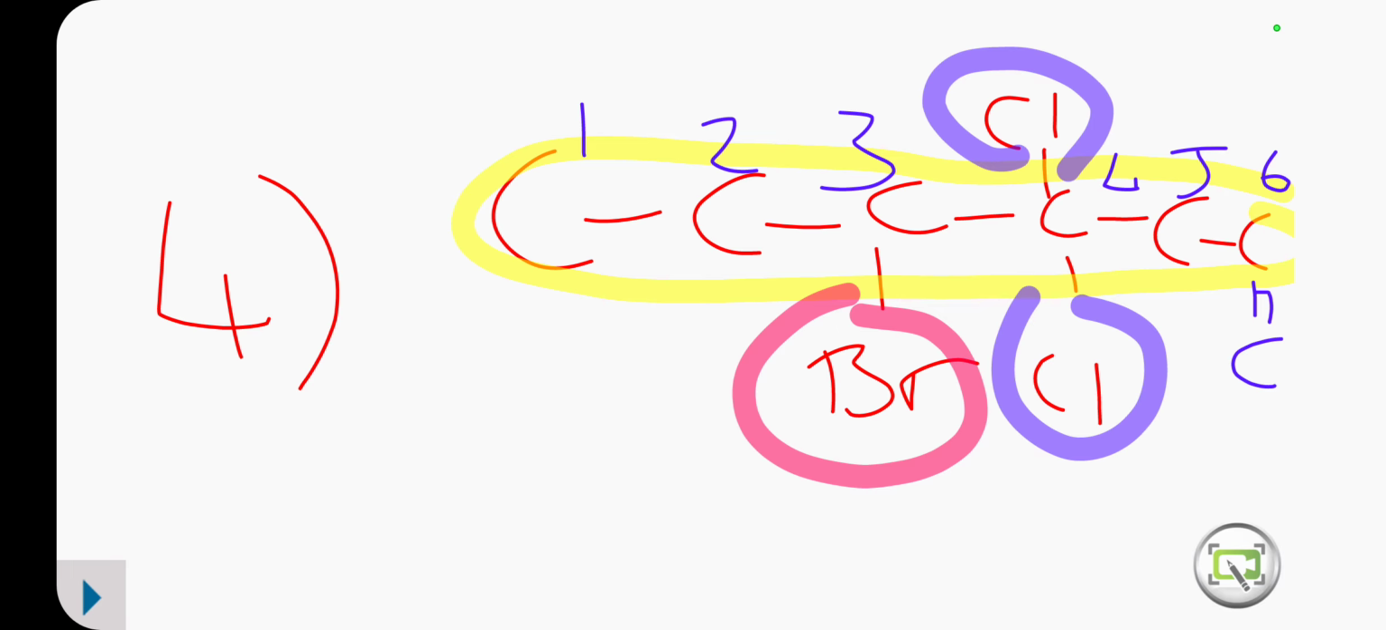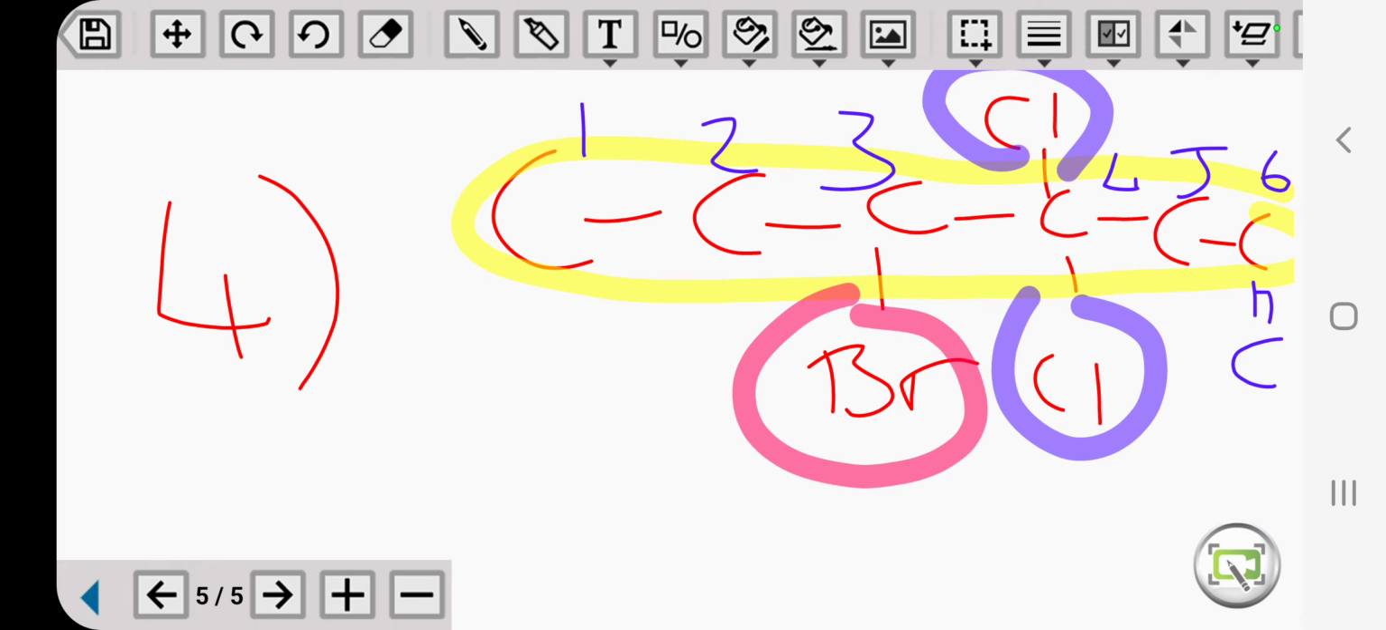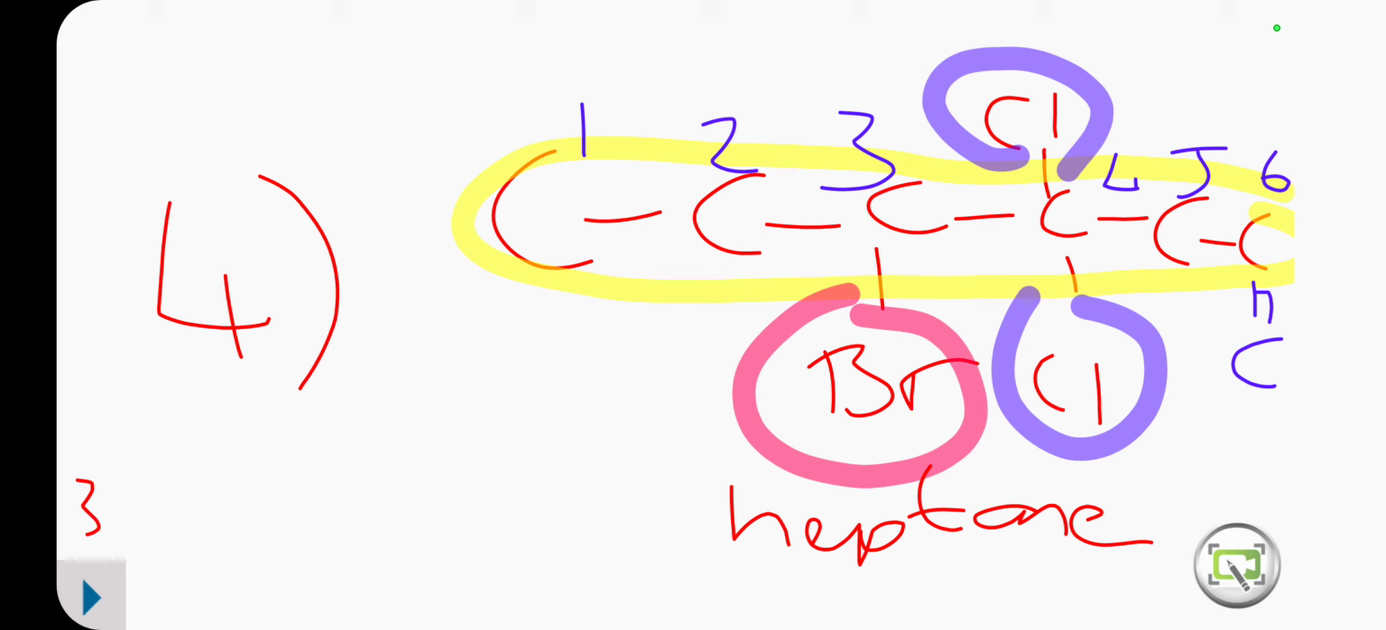All right. Now we can go and name it. We know it's 7 and it is an alkane because it is single bond. So it is heptane. And now we have to add the branches. Remember, the branches come in alphabetical order. So it is 3-bromo. Remember your dash or your hyphen between your numbers and your names.